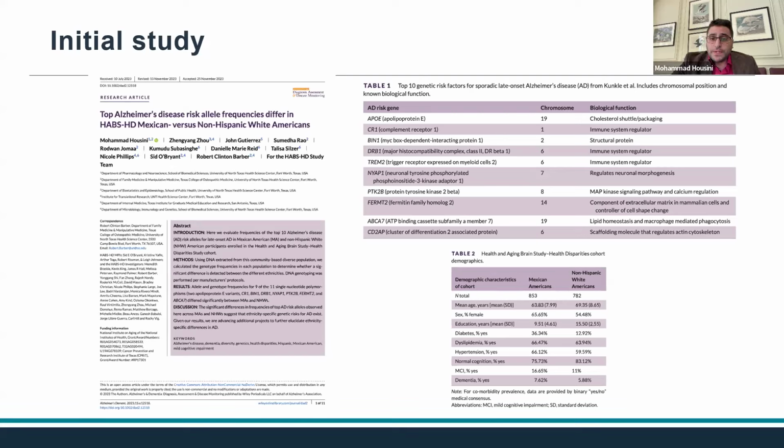So in table 2 at the bottom, you can see the cohort that we ran our analysis on. We had roughly comparable amounts of participants between the two groups. And the only noticeable differences between some of the values here, you can see that education years, there's a big difference, and diabetes is almost double in Mexican Americans. Next slide, please.